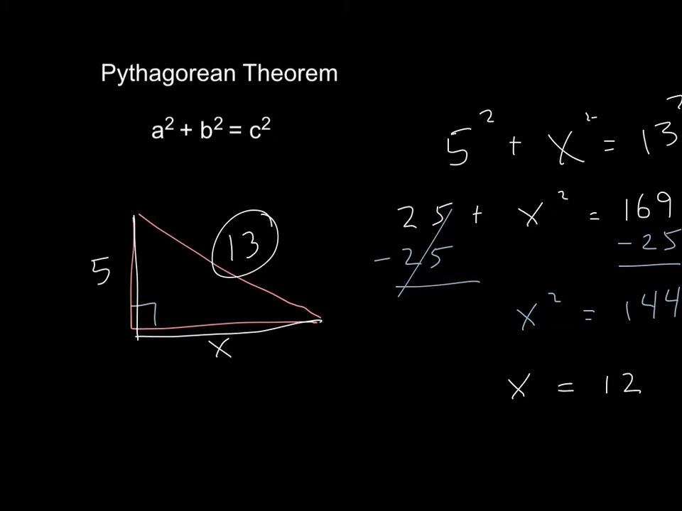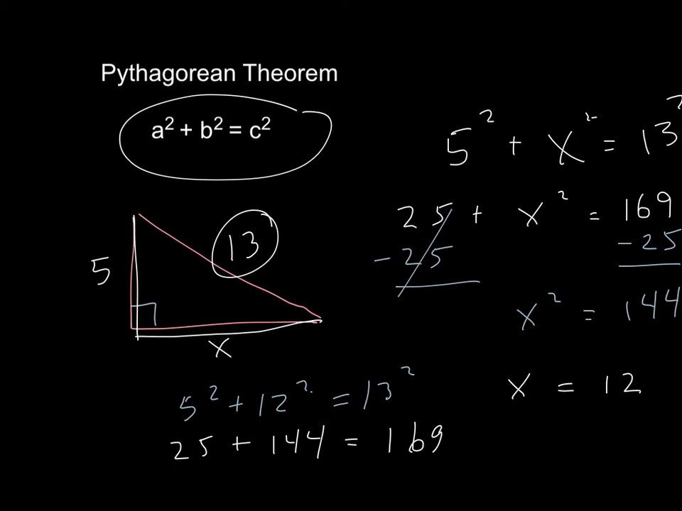If we want to do a quick check of our answer, we could say, okay, then 5 squared plus 12 squared, that's the x, should equal 13 squared, and of course it does. 5 times 5 is 25, 12 squared is 144, and together they do add up to what 13 squared happens to be, which is 169. So 169 equals 169. So we've used the Pythagorean Theorem, a squared plus b squared equals c squared, to find the missing leg in this triangle. X is 12.